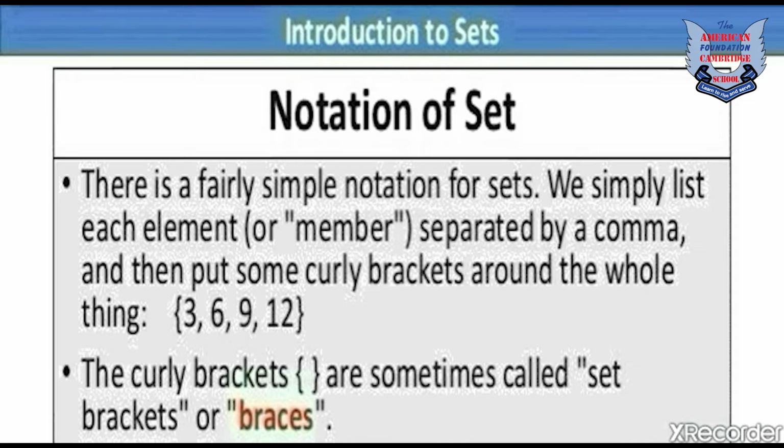So there is a fairly simple notation for sets. We simply list each element or member separated by a comma and then put some curly brackets around the whole thing. Like 3, 6, 9, 12. These are the 4 members of this set. And the curly brackets are sometimes called set brackets or braces.